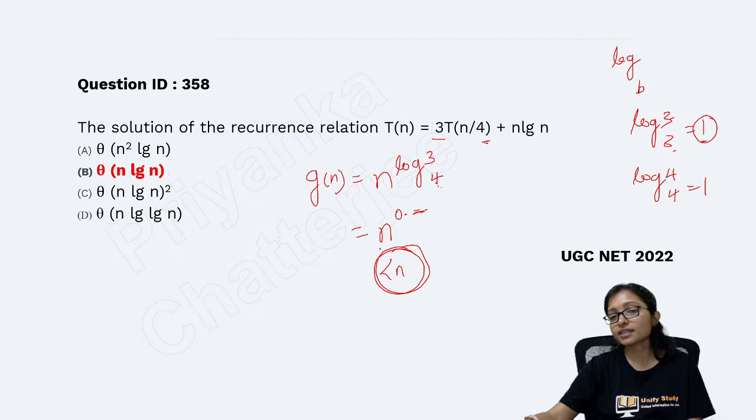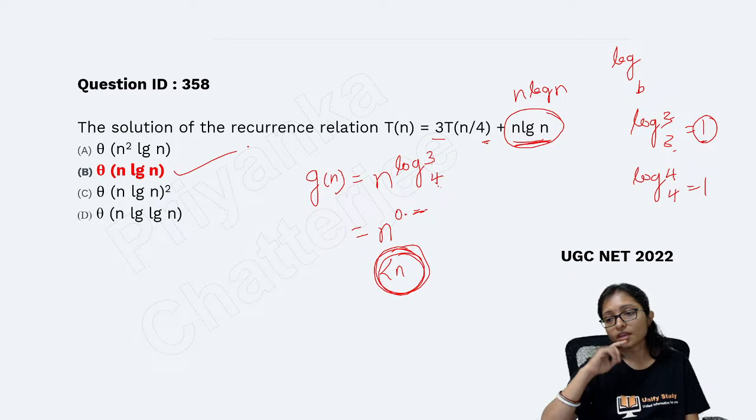And your other term is n log n. So which one is greater? It is less than n, and this is n log n. So n log n is greater. So your answer will be n log n. This is the easy one.